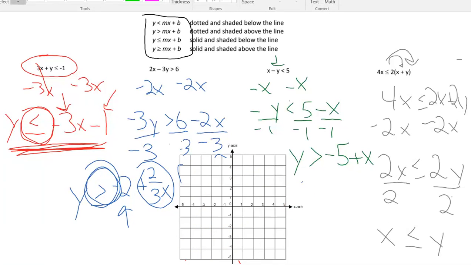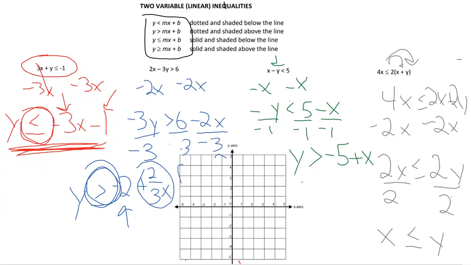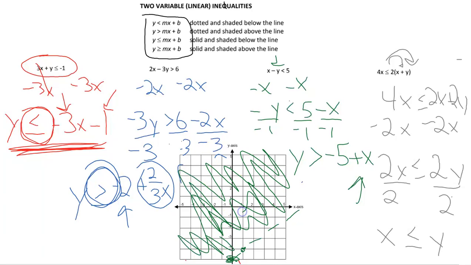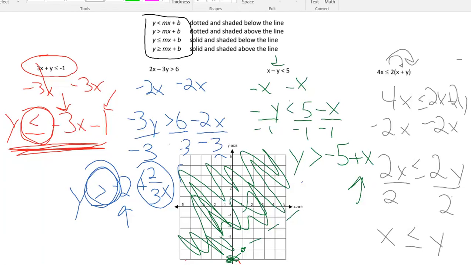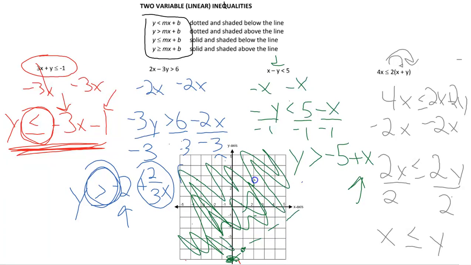My green line now. So I've got y is greater than negative 5 plus x. So my y-intercept is a negative 5. I have plus x, so 1 is my slope, up 1 over 1. It should look like this, and since it's just greater than, I've got a dotted line, and greater than, again, we shade everything above. So what we're shading are all the possible answers here. So anything in this green section, if we plug in the x or y, it'll make this statement true.